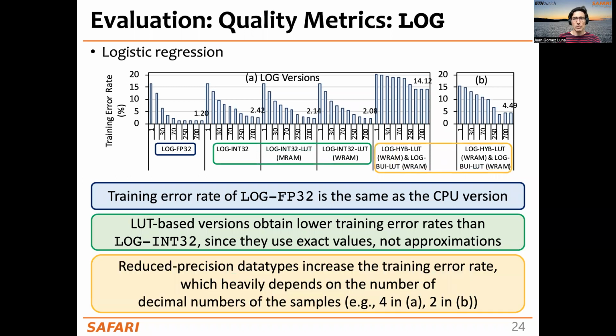And finally, we can also observe that reduced precision data types increase the training error rate, and this heavily depends on the number of decimal numbers in the samples. For example, in these experiments here, we are considering 4 decimal numbers in the input samples, while here we are considering only 2, and in this case, that's why the training error rate is significantly lower.